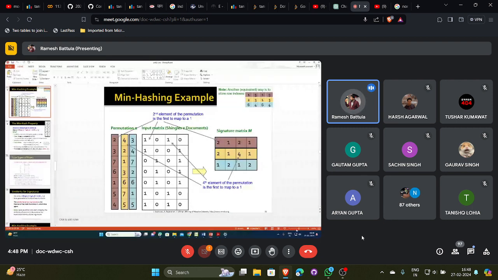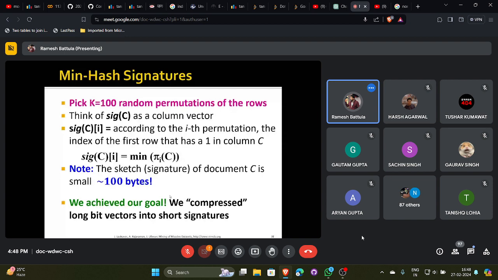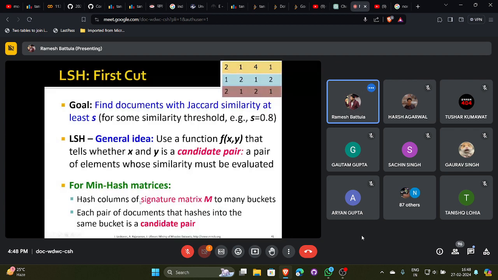So initially we need to go ahead here. We need to understand. We completed min hash and we need to move on to understand locality sensitive hashing. You receive the min hash values, that are 2141, 1212, 2121. Suppose we find the documents whose similarity is at least S, so that S is equal to 0.8. The general idea is to use the function f of x comma y that tells whether x and y is a candidate pair.